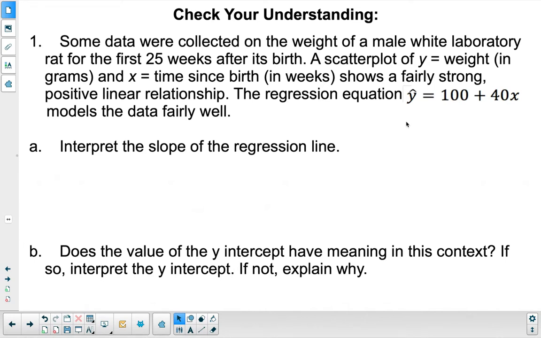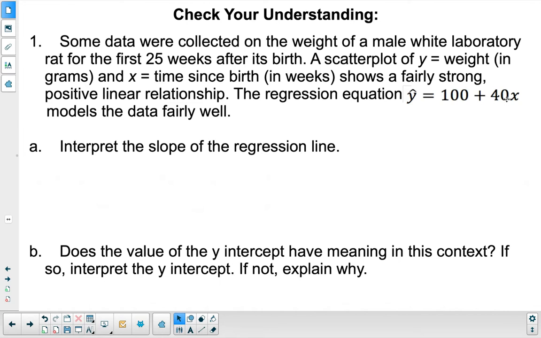Some data were collected on the weight of a male white laboratory rat for the first 25 weeks after its birth. A scatter plot of y equals weight in grams and x equals time since birth in weeks shows a fairly strong positive linear relationship. The regression equation of y hat, so estimated y, is equal to 100 plus 40x, models the data fairly well. Interpret the slope of the regression line.